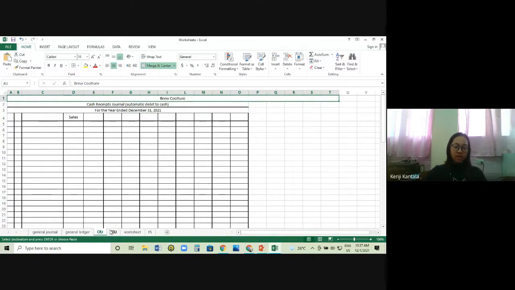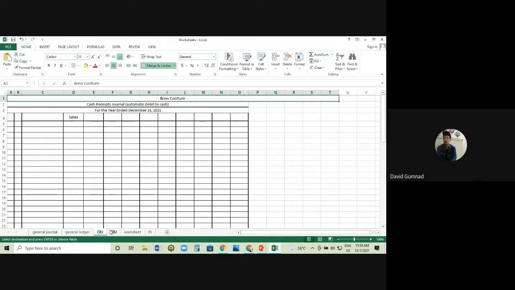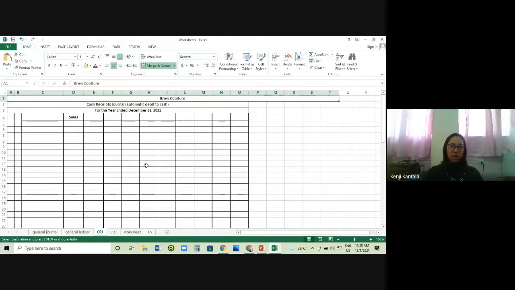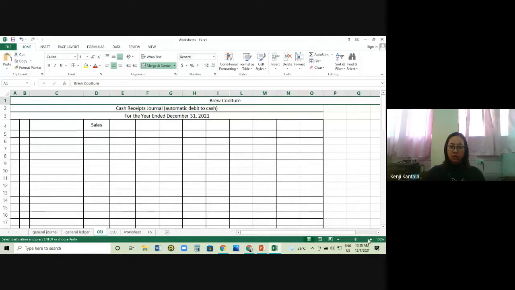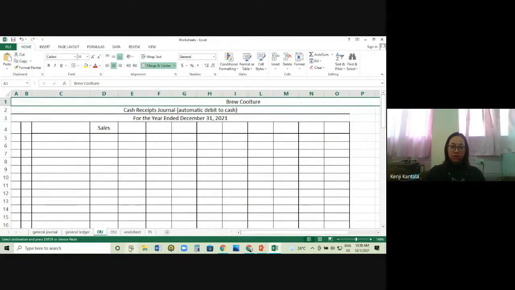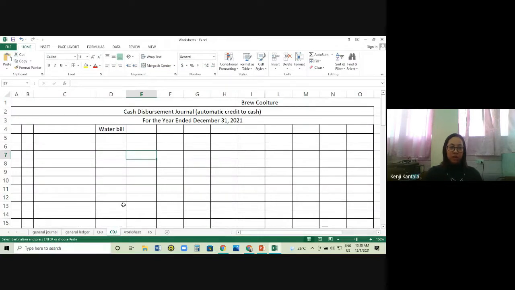Mr. David Cumnad, hindi ka pa tapos. Sorry, sir. Cash receipts. Not sure. Cash receipts? Diba sabi natin, cash receipts kapag may natanggap kang cash. Pero kapag naglabas ka ng pera, that would be cash disbursement. Tama? Yes, ma'am. Okay, so we will work with cash disbursement journal. And that would be research and development.